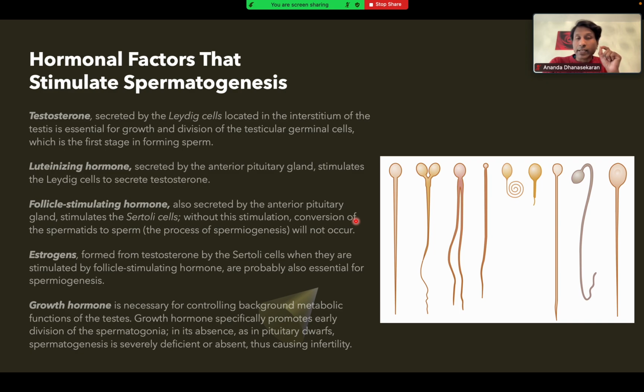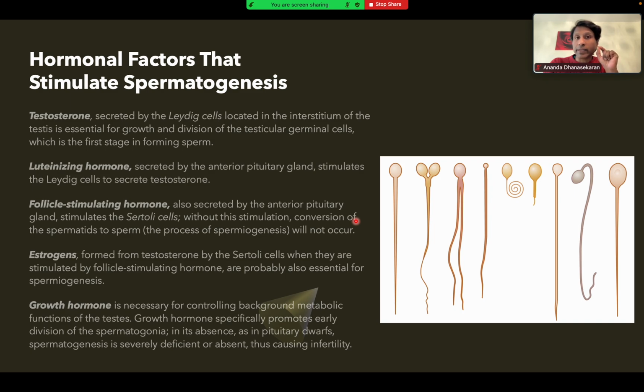Luteinizing hormone is a hormone produced by the anterior pituitary. It stimulates the Leydig cells to produce testosterone. So luteinizing hormone is from the anterior pituitary. So that's where we are discussing the Agna chakra. The anterior pituitary produces luteinizing hormone.